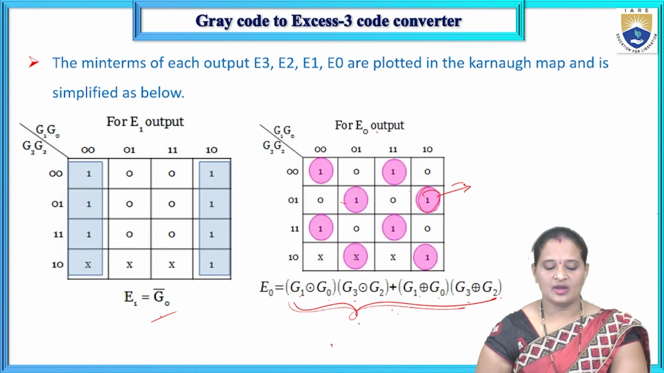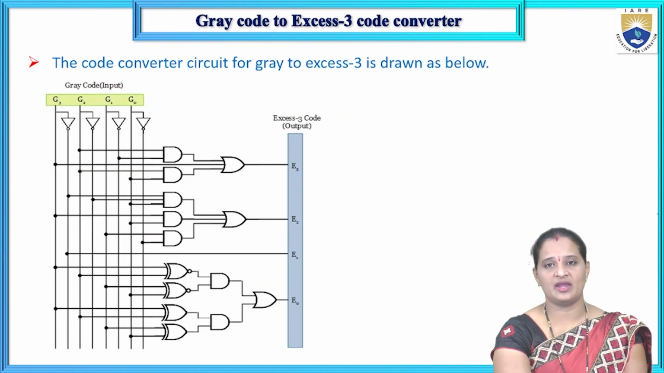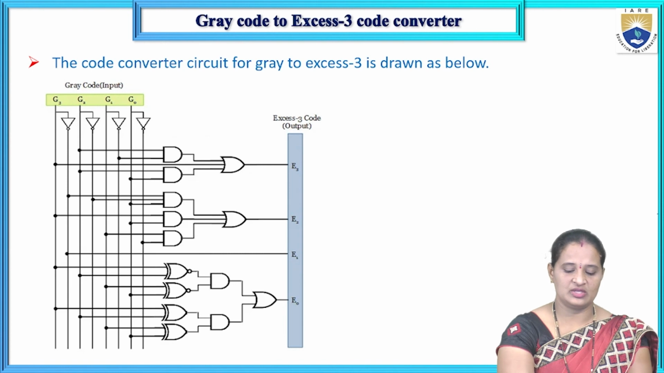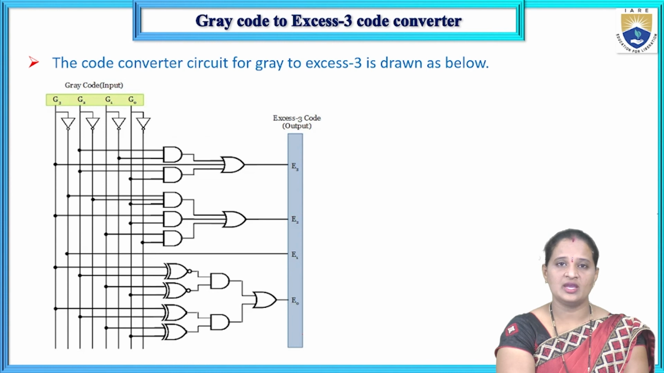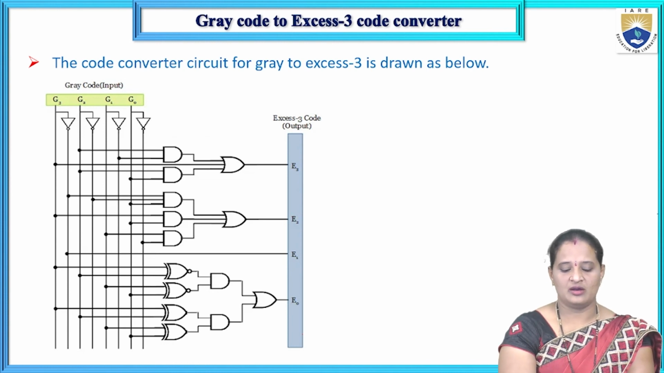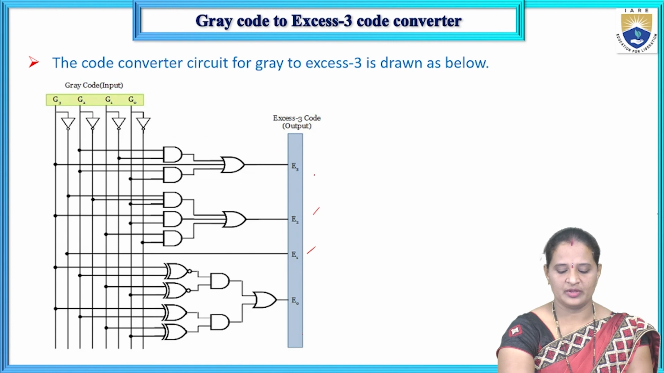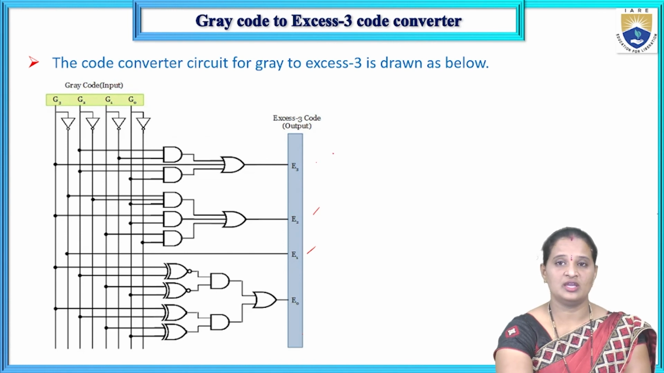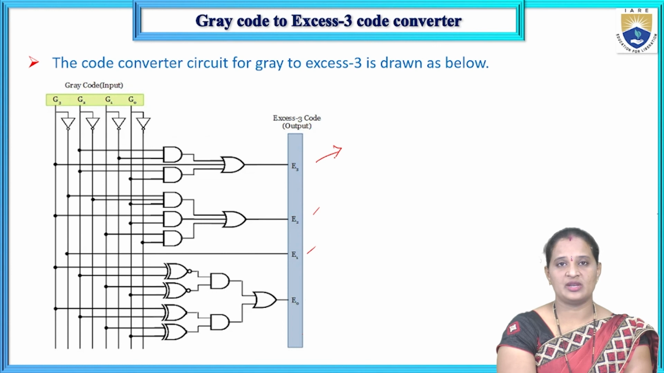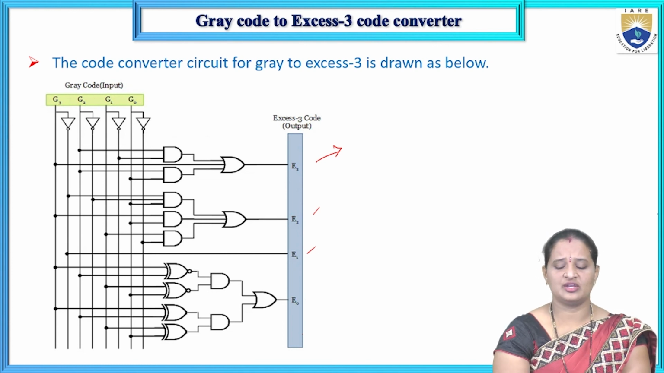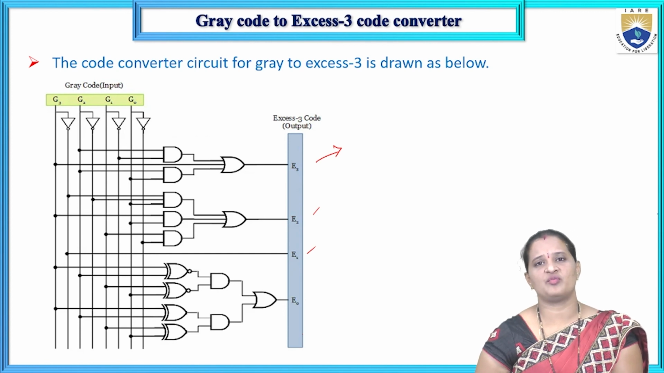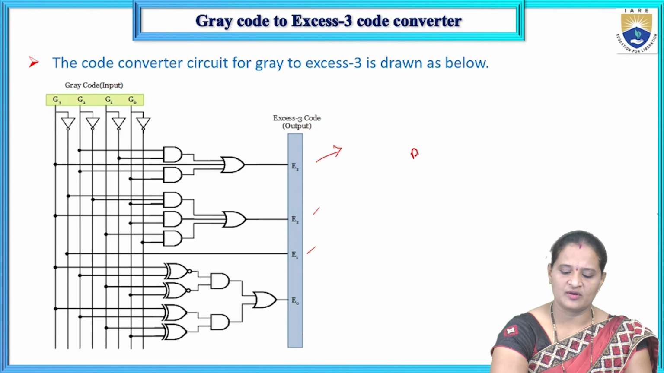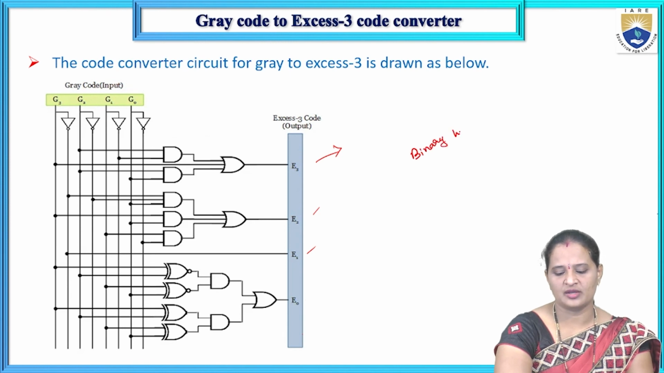Now we need to implement that using logic gates. This is the implementation of all the Boolean functions which we have got from the K-map. These are the E0, E3, E2, E1 Boolean functions, and that is the implementation using logic gates. Like that you can implement any combinational logic circuit which can convert one form of code into another. You can try for binary to gray code converter.